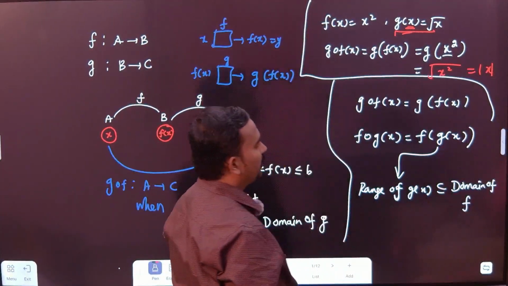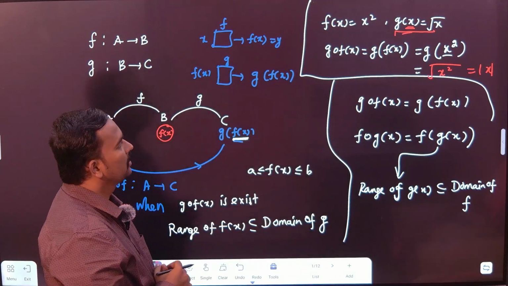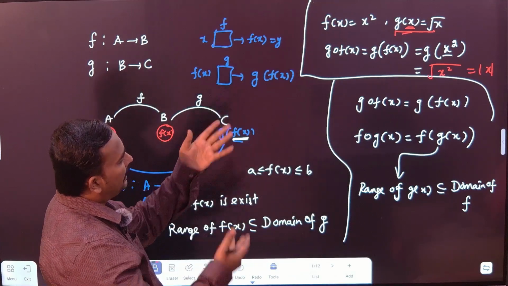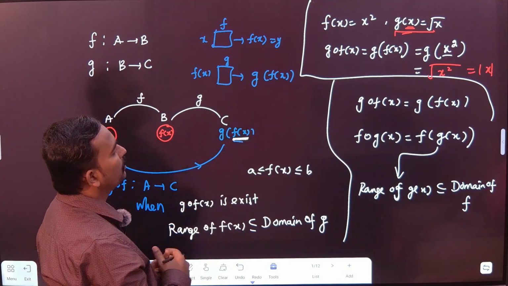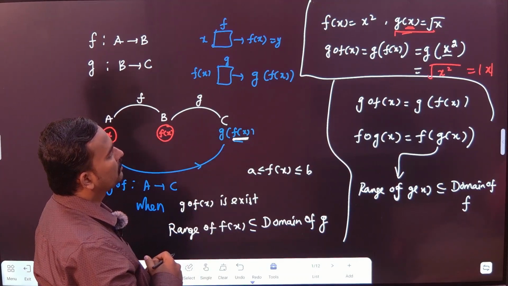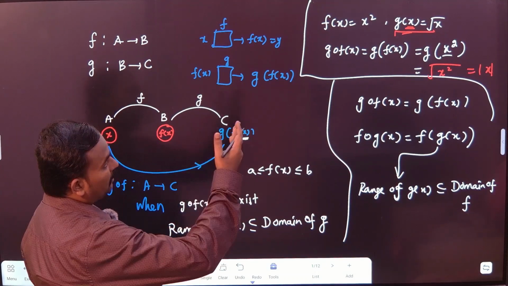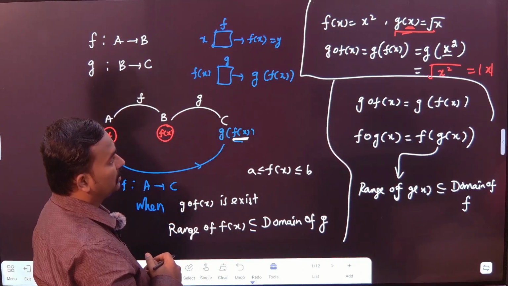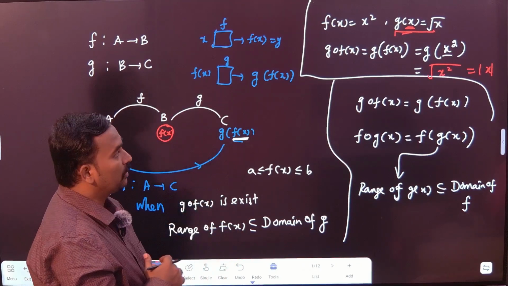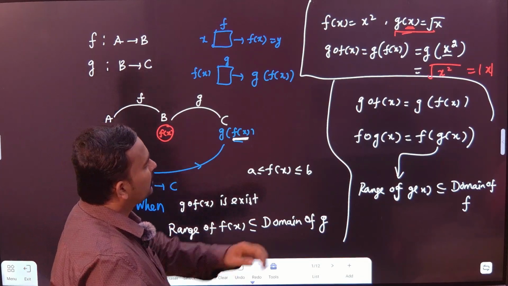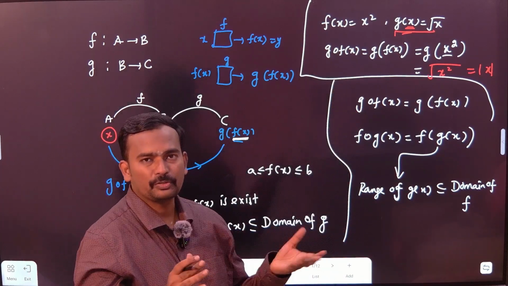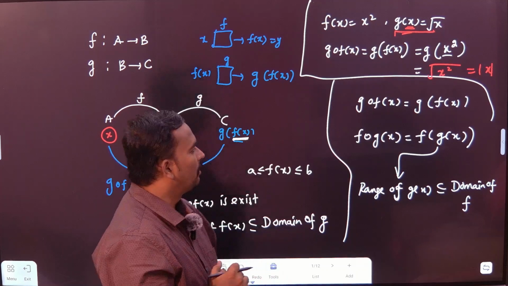Clear? Because x may be any real number, right? So you can take f as a function from real numbers to real numbers, and G also from real numbers to, you can see what G is actually. You will not get negative values, right? You can take positive real numbers, anything is fine. This way you have to define the composition of the two functions, right? Okay, fine.